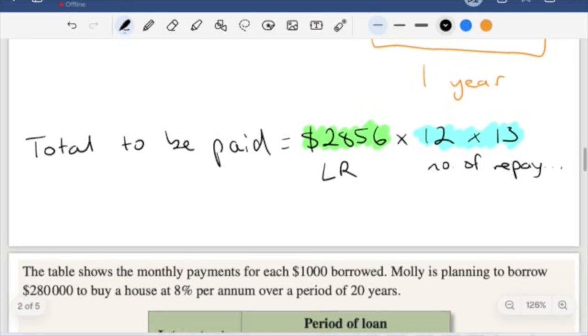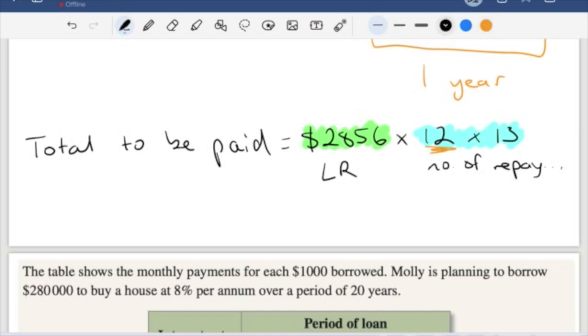So 12 times 13, that's because we're making 12 repayments every year. And this is happening for 13 years. So eventually this will simplify once we times 12 by 13. You can even do that earlier. But to find the amount to be paid, we need to take our loan repayment and then calculate the total number of repayments. And more often than not, if these are monthly repayments, we'll be multiplying by this 12 over here because there are 12 months in 1 year.